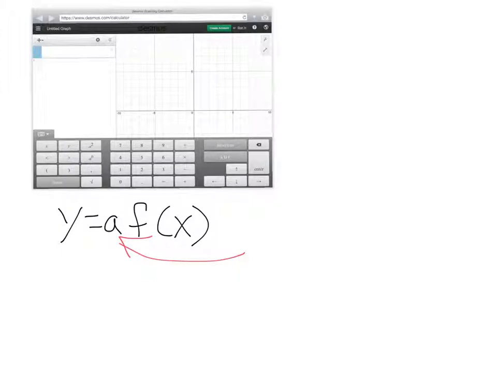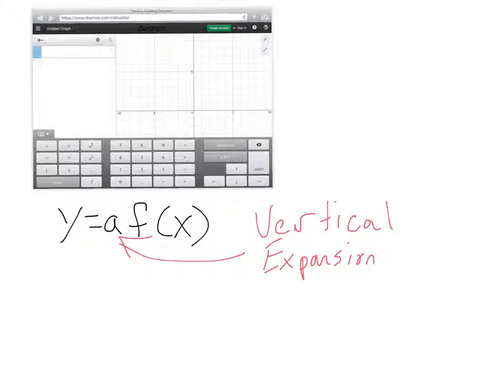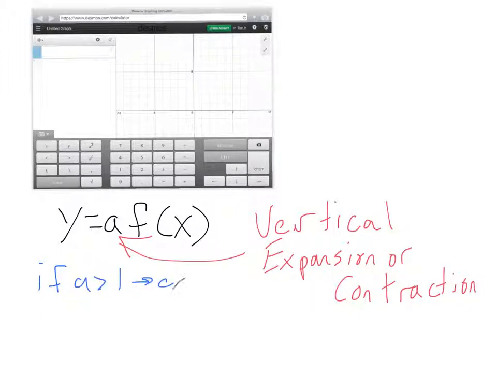All right, so if I have y equal to a times my original function f of x, right, no matter what f of x is, no matter what family that happens to be, this is going to give me a vertical expansion or the opposite of that, a contraction. Now, if a is greater than 1, it gives me a vertical expansion, right?